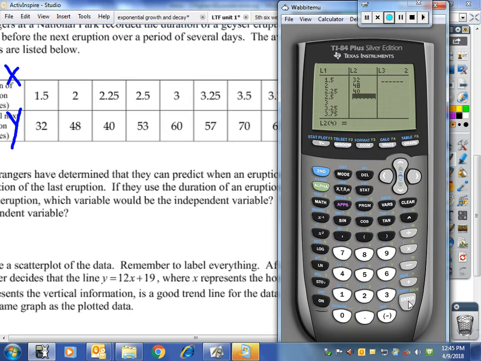The numbers are, y'all know what a geyser is? Okay, so this is graphing how long the geyser is going off versus how long in between the times that it's going off to see if there's any kind of correlation. So that's what this data is about.